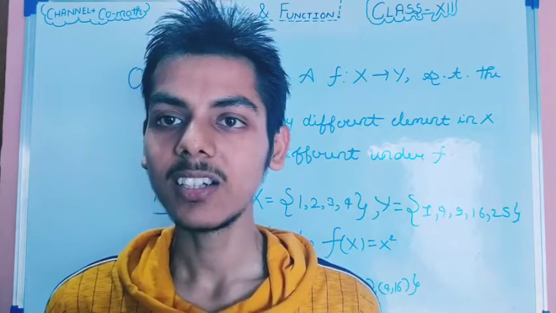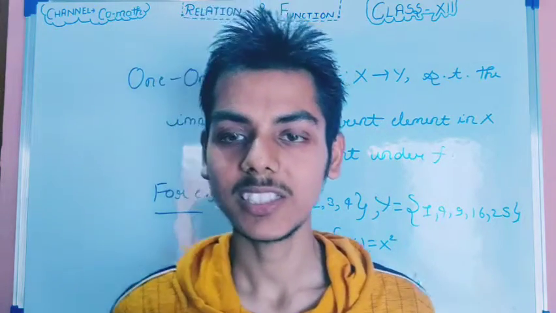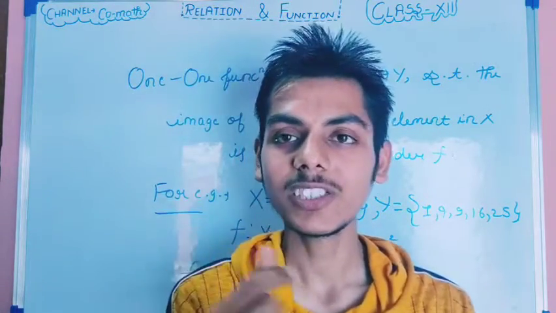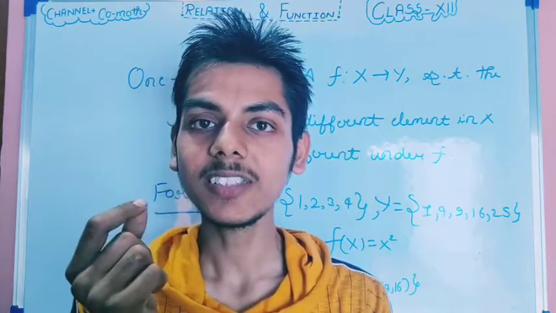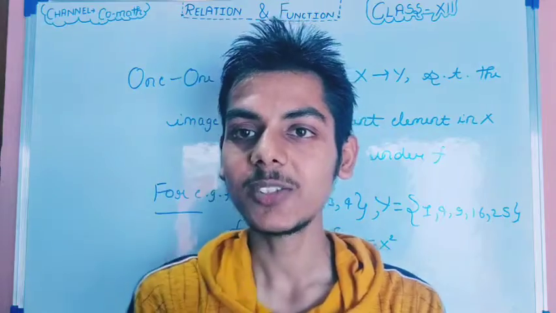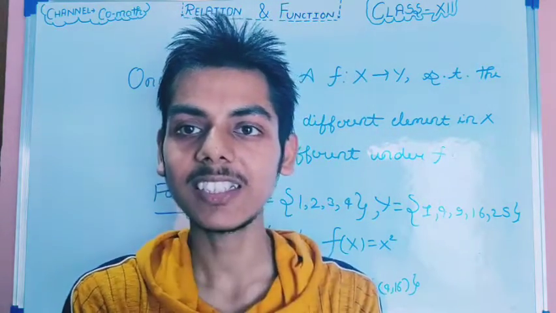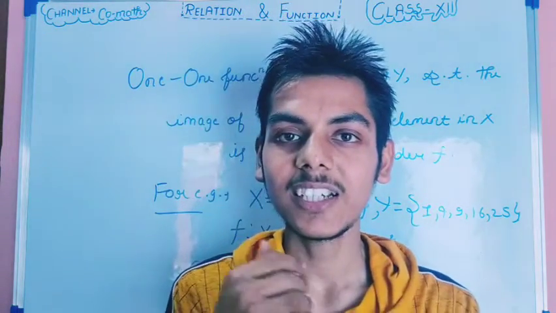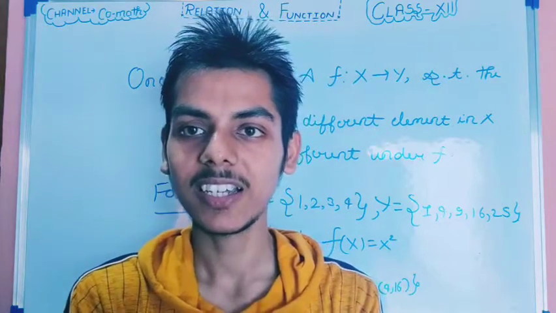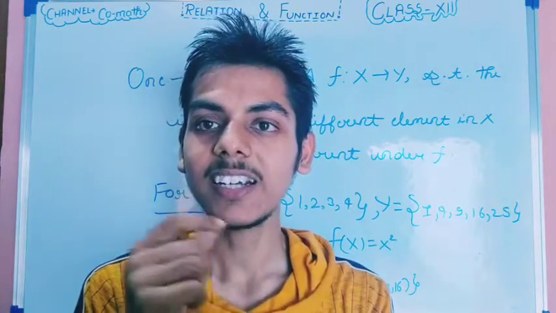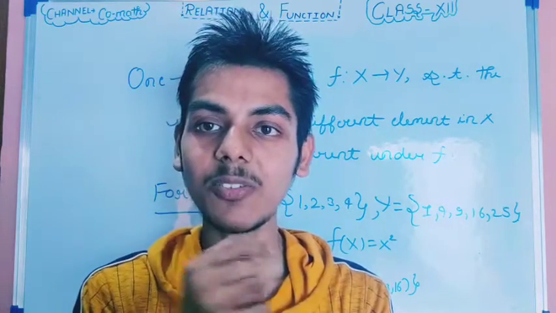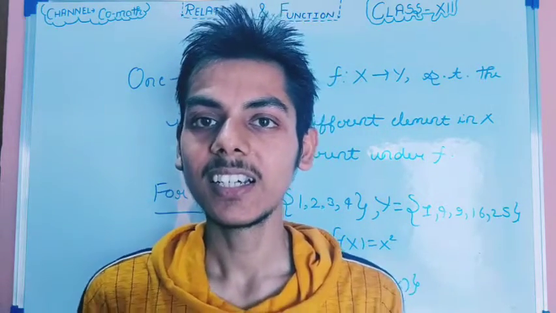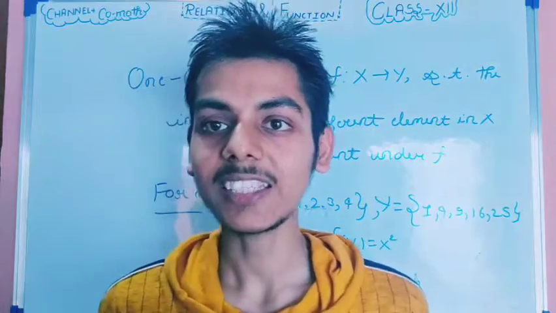Now let us consider what is an onto function. For an onto function, if the range of the function is equal to the codomain of the function, then the function is considered as an onto function. In other words, if each element of the codomain acts as an image for an element in the domain set, then the function is considered as onto.